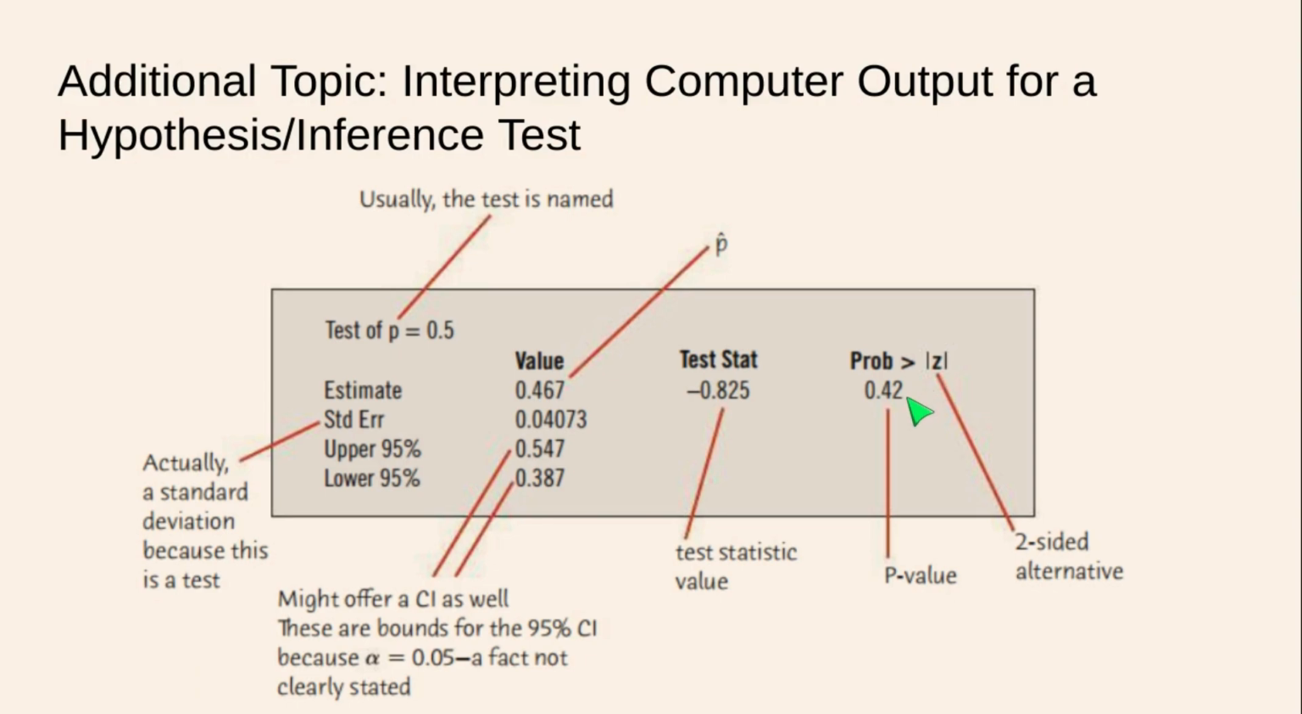And this high p-value here says, yes, there is a difference between these values right here, but the area to the left of our test statistic is still pretty high, so we should probably, very likely, not reject the null hypothesis. And that's how you would interpret this computer output.